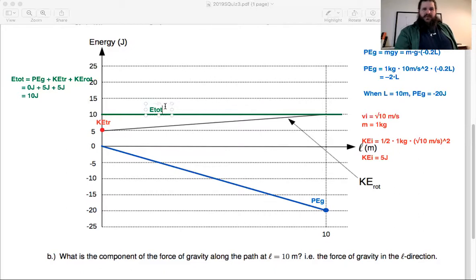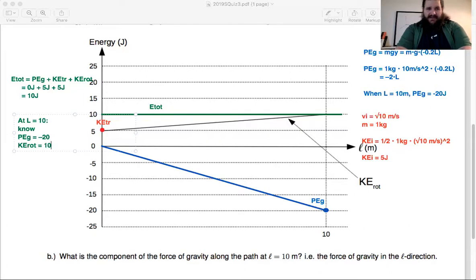And now that we know the total energy everywhere and the potential energy of gravity everywhere and the rotational kinetic energy everywhere, we can also calculate the translational kinetic energy everywhere by looking at the difference. For example, if we jump ahead to L equals 10, we know that the potential energy of gravity is negative 20. Rotational kinetic energy is given as 10. And we know E total, we don't know translational kinetic energy, but we know they have to add up to 10 joules.